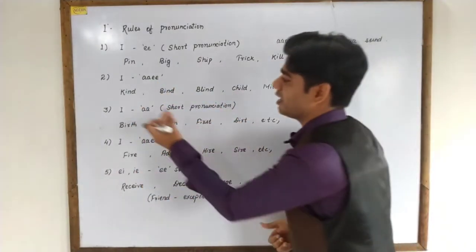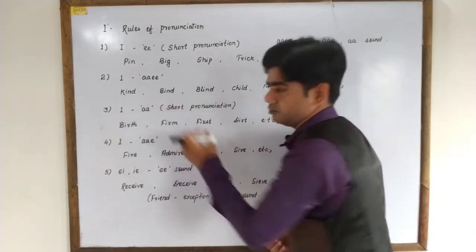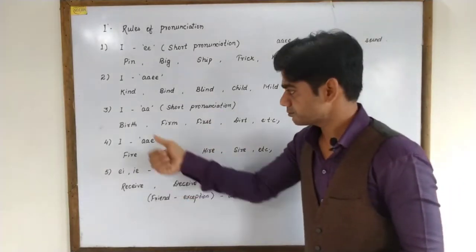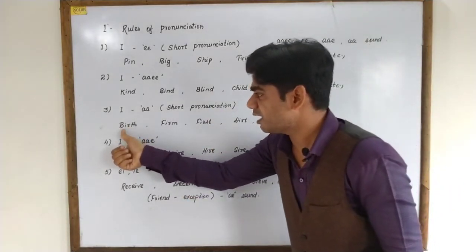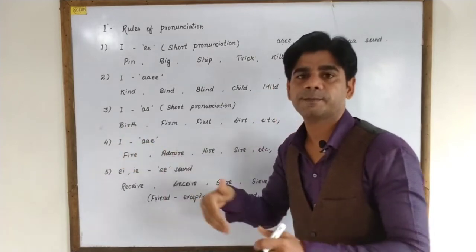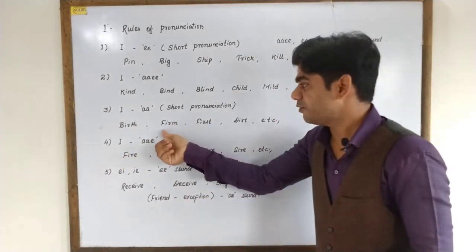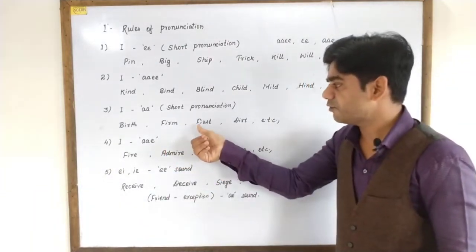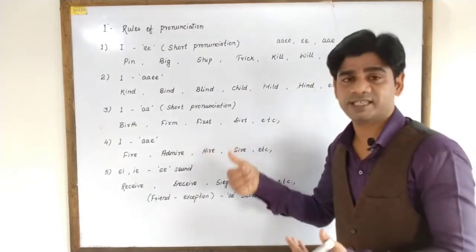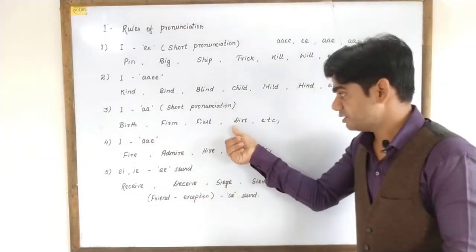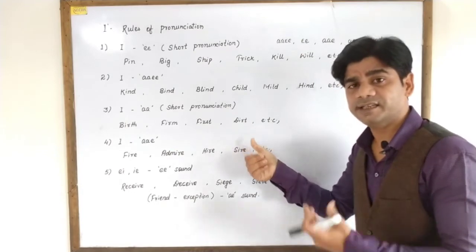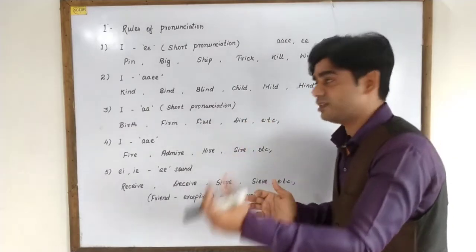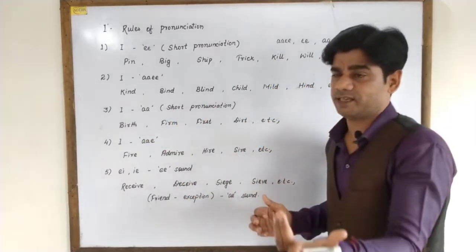Now the next sound of letter I is what? A sound, in short pronunciation. For example, B-I-R-T-H, birth. F-I-R-M, firm. F-I-R-S-T, first. T-H-I-R-D, third. So these are some examples that contain letter I and it is producing A sound in short pronunciation.